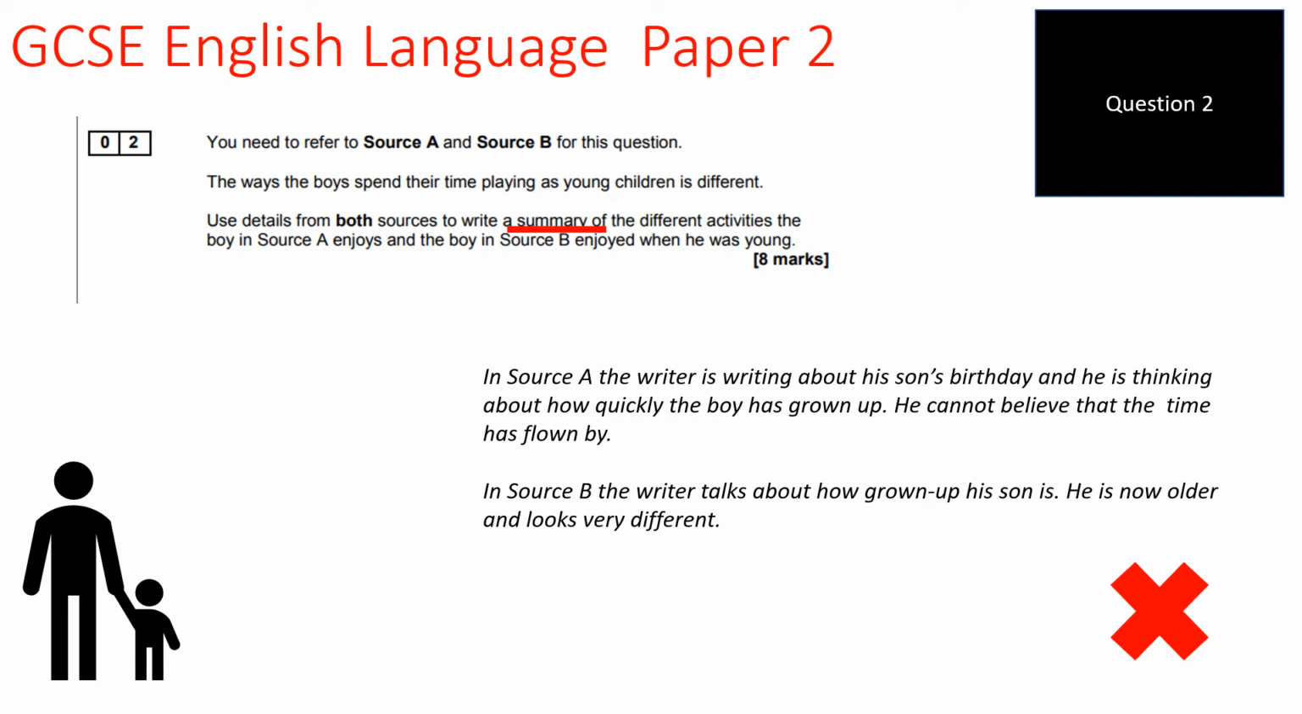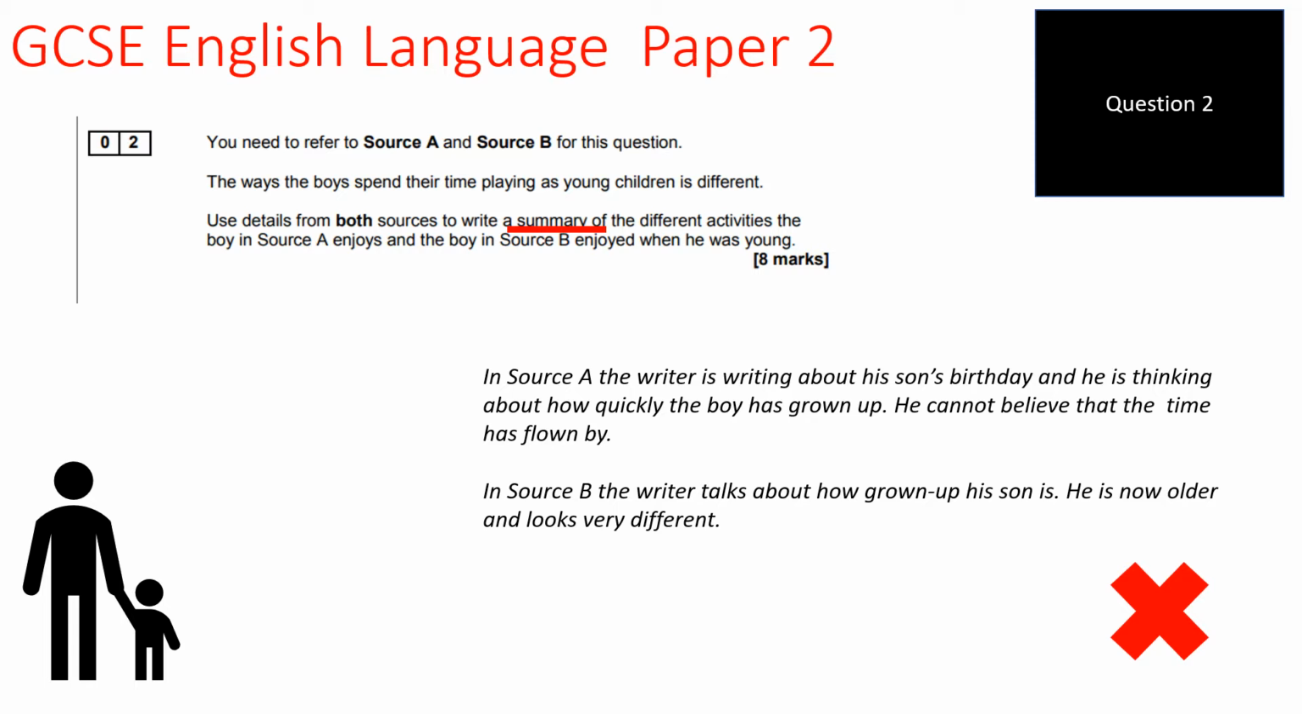So for example, here we've got some sentences that are on that line. In source A, the writer is writing about his son's birthday and he is thinking about how quickly the boy has grown up. He cannot believe that the time has flown by. In source B, the writer talks about how grown up his son is. He is now older and looks very different. Okay, you wouldn't get any marks for those sentences. And the reason it's there is to show you that it isn't that kind of writing. It's a different kind of writing. So when you see the word summary, be clear that it isn't you rewording everything and putting your own words. Okay, it is doing something different.